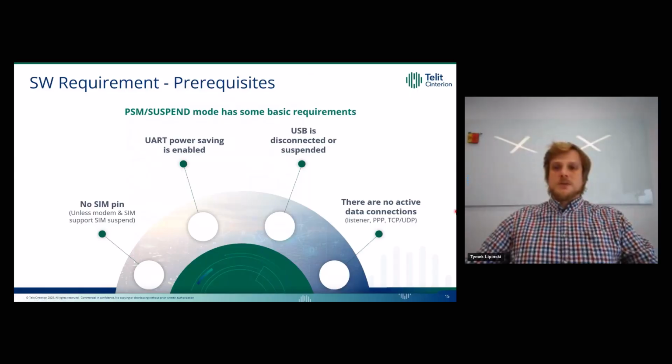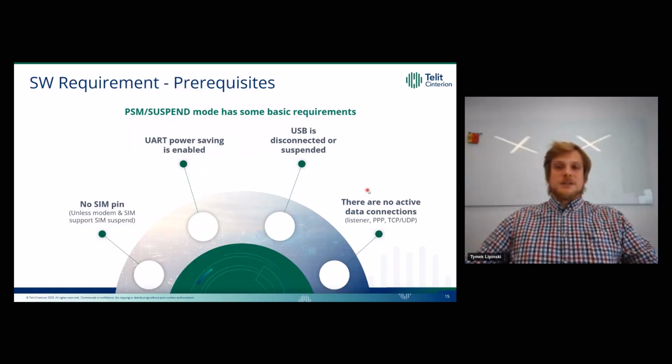Some of the prerequisites for entering PSM suspend mode. First off, we have to ensure that our SIM is not pin protected unless the modem and SIM support SIM suspend feature. Then we have to jump to UART, so our serial interface. Power saving has to be enabled. Then we check another interface available on some of our modules, USB. We have to ensure that it's either disconnected or suspended.